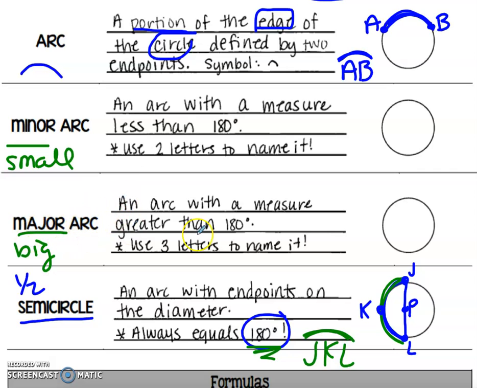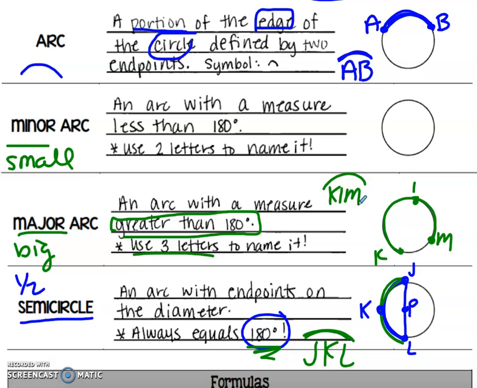So a major arc is going to be bigger than 180. So it's going to be pretty big, and you use 3 letters. So think about like all the way from here, all the way, go past the semicircle from here to here to here. Okay? And since you need 3 letters, we're going to add 3 dots on there. So that would be a majority of your pizza. So I'm going to say K-I-M. That's my name. So this major arc would be arc Kim.